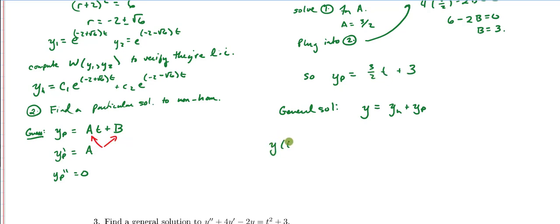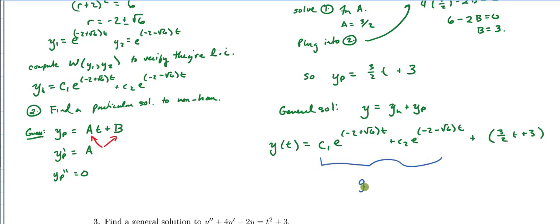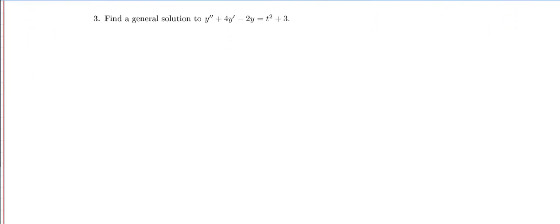So our general solution to this ODE is y of t equals c1 e to the negative 2 plus the square root of 6 t plus c2 e to the negative 2 minus the square root of 6 t. That was our y sub h, plus now our newly found particular solution, 3/2 t plus 3. So just to reiterate, this was our family of solutions to the corresponding homogeneous equation, and this is our one particular solution that we found, in this case using the method of undetermined coefficients.